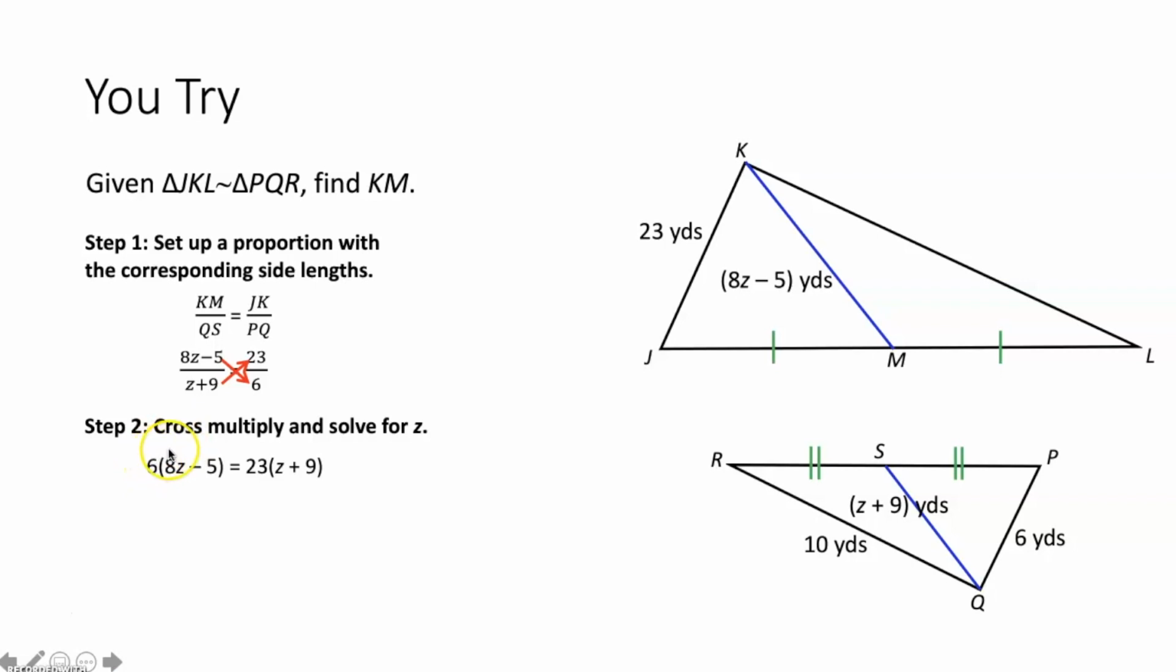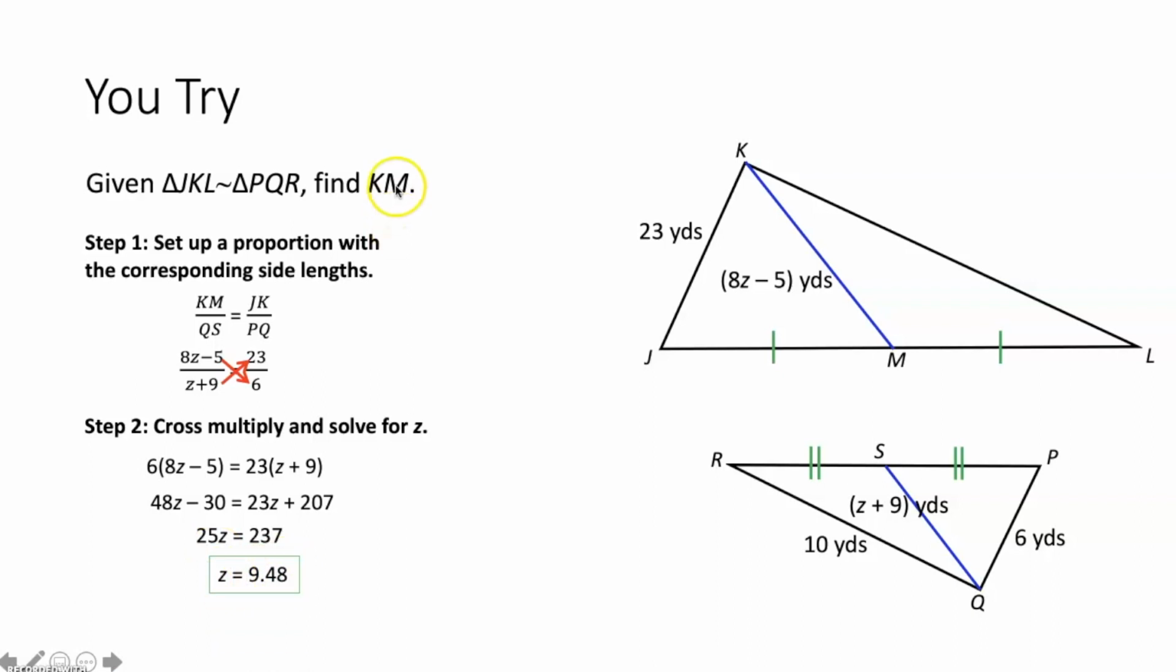Now, anytime you're multiplying a quantity by a constant, you need to distribute. So we've got to distribute the 6 to the 8z and to the negative 5. You also have to distribute the 23 to the z and to the 9. We can then solve for z by subtracting 23z on both sides and adding 30 to both sides. We then divide both sides by 25, and we get z is equal to 9.48.